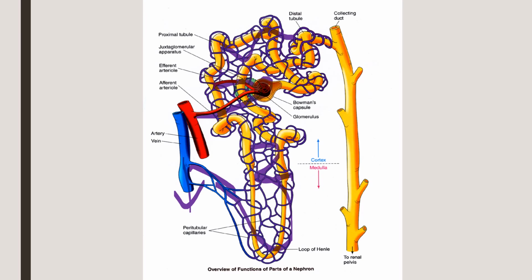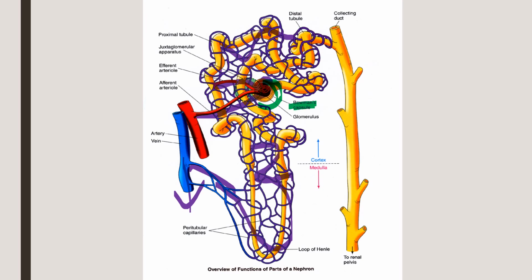Okay, so then the tubular component, this is going to be a hollow fluid-filled tube that's formed by a single layer of epithelial cells. And so it begins here at this Bowman's capsule, which is going to kind of encompass that glomerulus. Okay, so this is where we'll have the interaction between the vascular component and the tubular component.